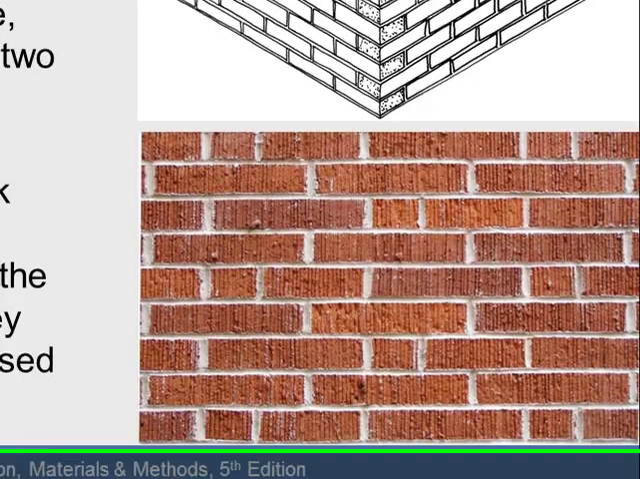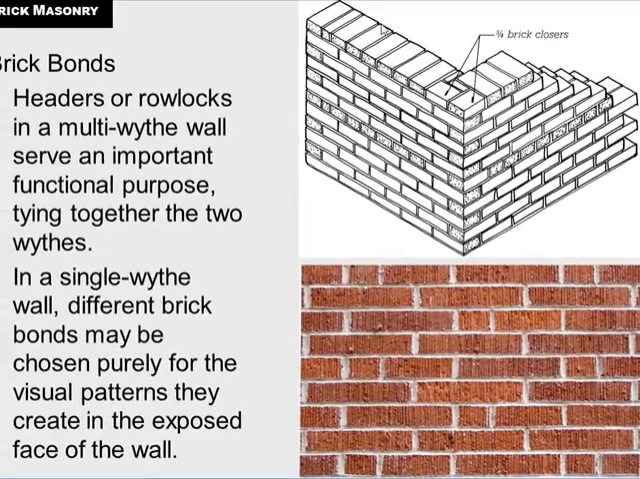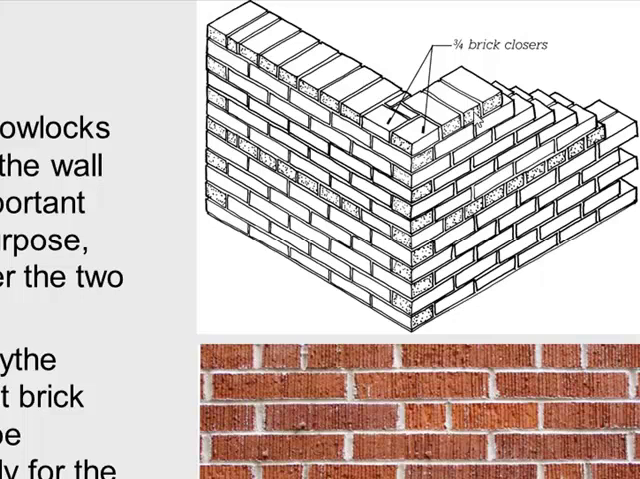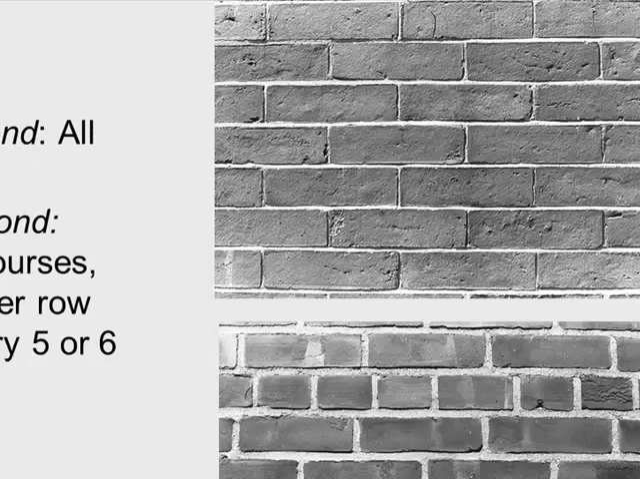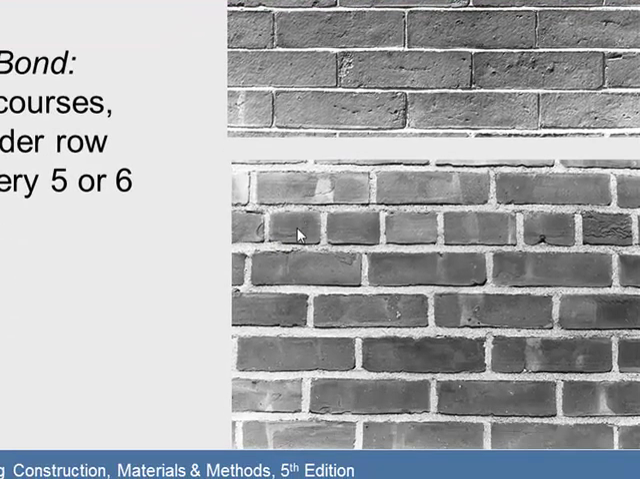So here you can see how the bonding works. Here the headers or the row locks cross over both withes, and that strengthens it. You can see how they do all that to get a solid wall. Bonds are important. You've got the running bond and the common bond. Running bond is all stretchers. They're all stretched out, every one of them. The common bond has a stretcher course with a header row, usually every 5 or 6 courses. So you've got all these stretcher courses, and then a header row. That's called the common bond.